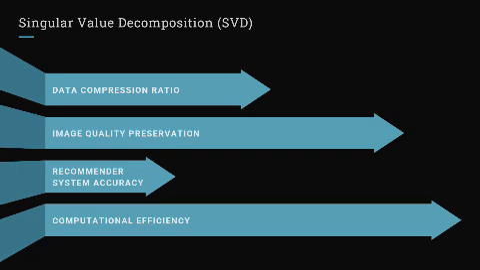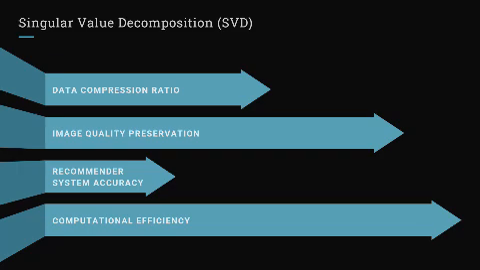SVD, also known as singular value decomposition. What is SVD? Now let's discuss it. SVD is a factorization method that decomposes a matrix A into three matrices. For example, we can decompose A = U Σ V transpose.